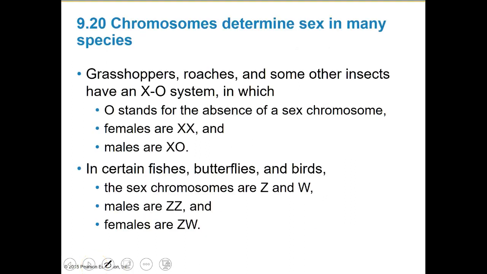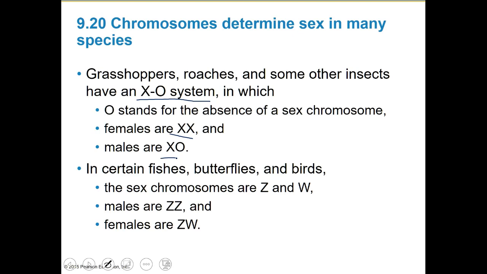What's interesting, though, is not everything operates off of this system. Some of my favorite things, like grasshoppers and roaches and insects, have what's called an XO system, in which O stands for the absence of a sex chromosome. So females are XX and males are XO, so they only have one copy of X. By the way, I don't think it's really asked all that often. It's just fascinating stuff, so you don't need to write too much here.